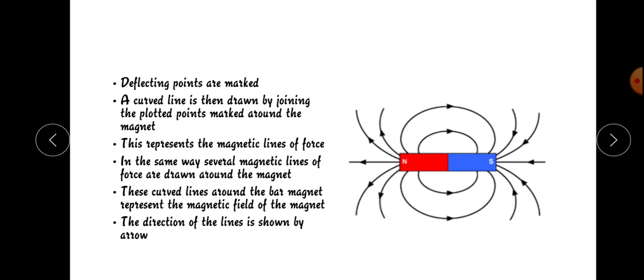Now the deflecting points are marked. The curved line is then drawn by joining the plotted points marked around the magnet. This line represents the magnetic line of force. In the same way, several magnetic lines of force are drawn around the magnet. These curved lines around the bar magnet represent the magnetic field of the magnet. The direction of the lines is shown by the arrow. So this is the tracing of the magnetic field.